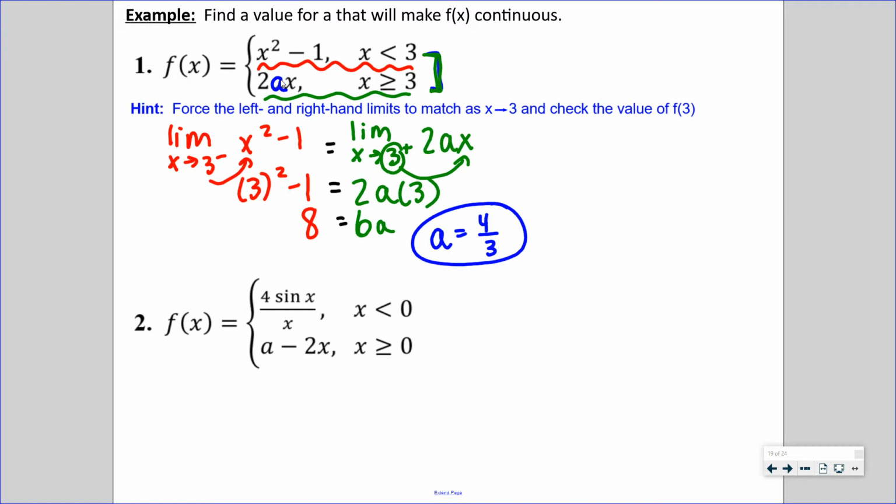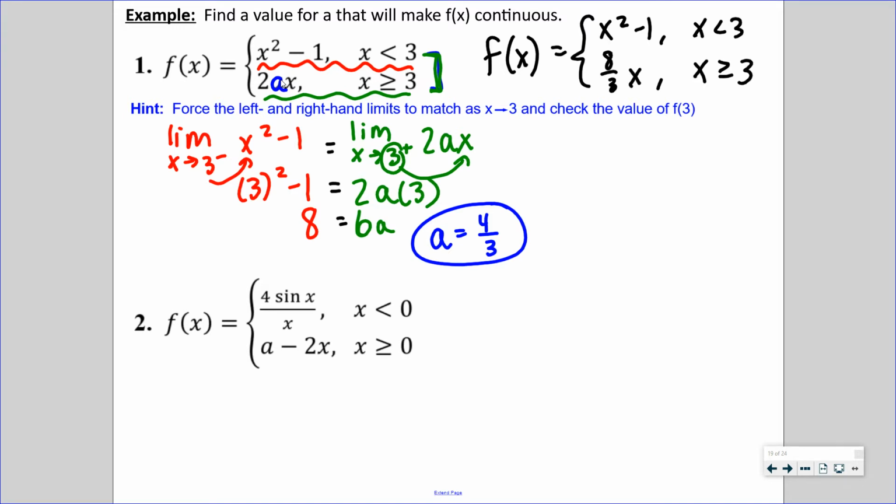Our piecewise function would be, the top doesn't change at all, but I have 2 times 4/3, which would be 8/3 x. So basically what we just did is, if we take the limit of both sides, they would both equal 8. So we made the graph meet when x equals 3.